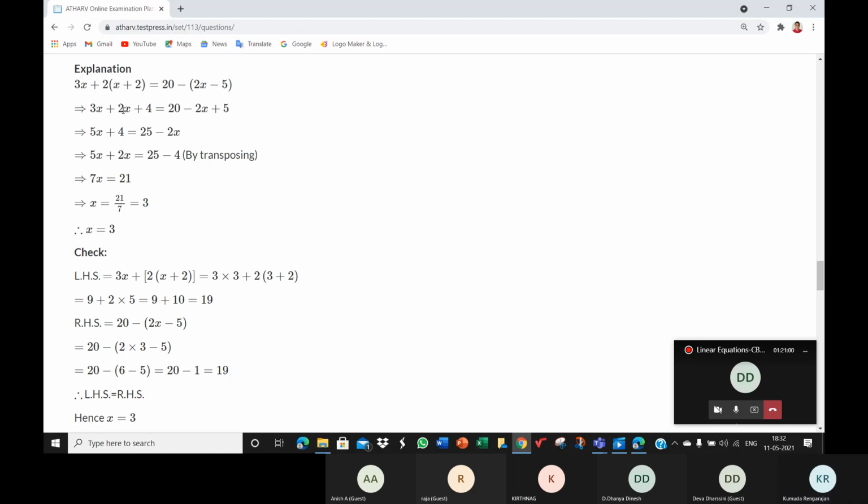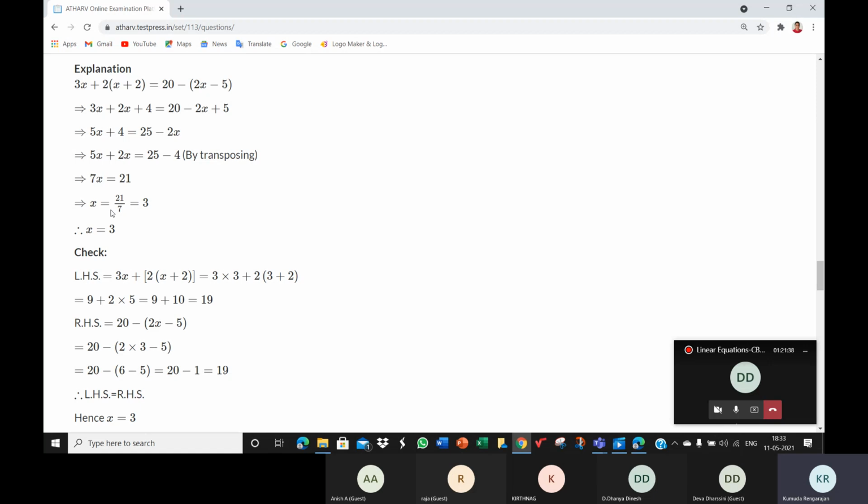Now, before transposing, you can see there is 3x and 2x, which is 5x, plus 4 is equal to 20 plus 5 is 25 minus 2x. Now transpose. Take this minus 2x to the other side, comes as plus 2x, and bring this plus 4 to the other side, minus 4. So 5x plus 2x is 7x is equal to 21. x is equal to 21 by 7, which is 3.